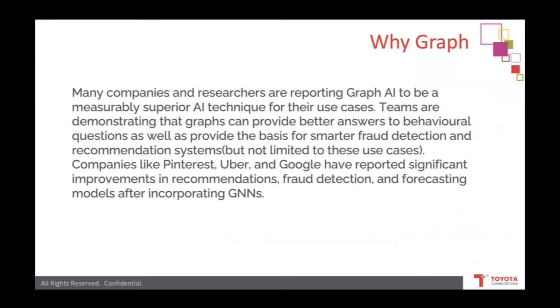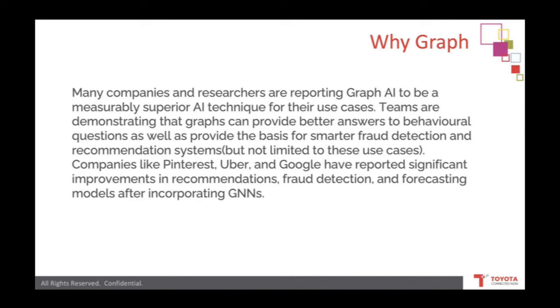Many companies and researchers are reporting Graph AI to be a superior AI technique for their use cases. Graph is more intuitive than regular rows and column data, so it gives more information. Even if we look at a graph with our naked eyes, we can understand a lot of insights. That is not possible with rows and column based data in an RDBMS system. Graph is also useful not just for making predictions, but also for visualization of the underlying data.